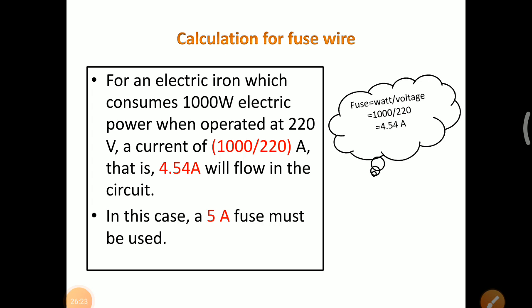And the next application is that it is used to make the filament of an electric bulb. Due to the hotness, it gives light. The third application is that the electric fuse wire is based on the heating effect of electric current.